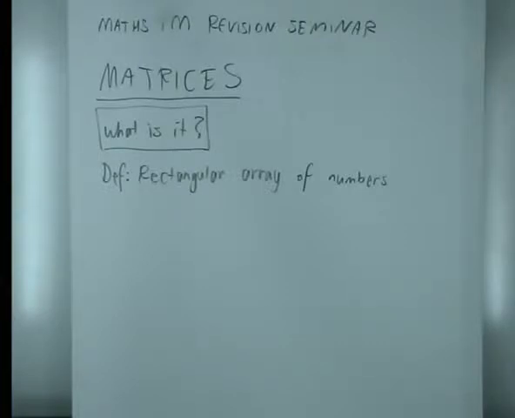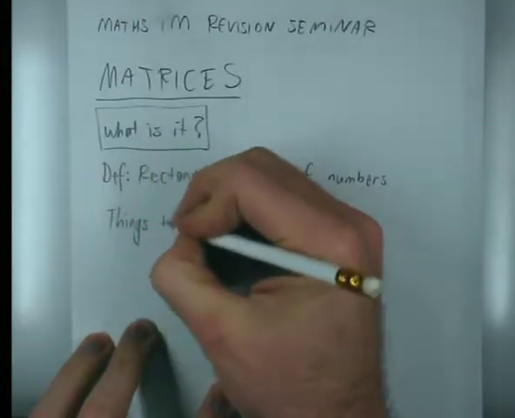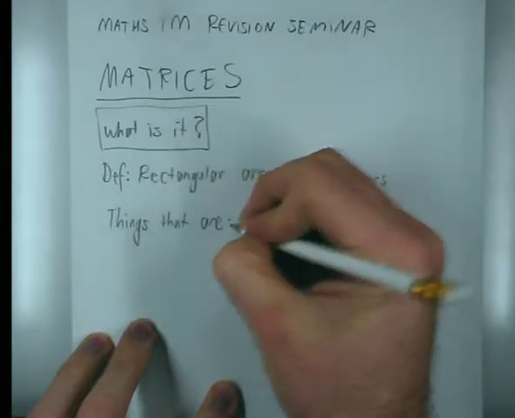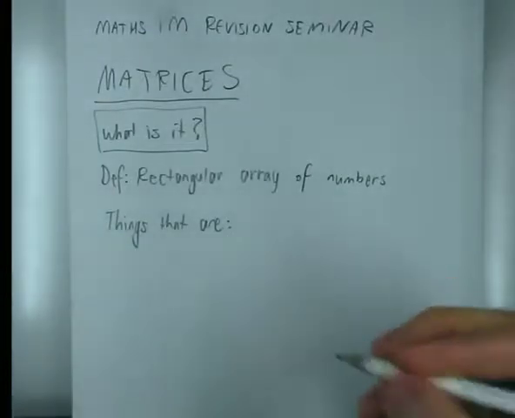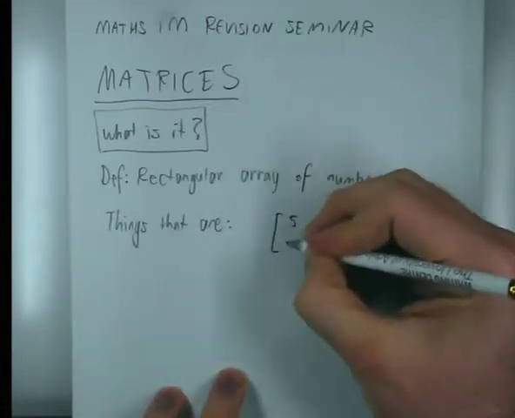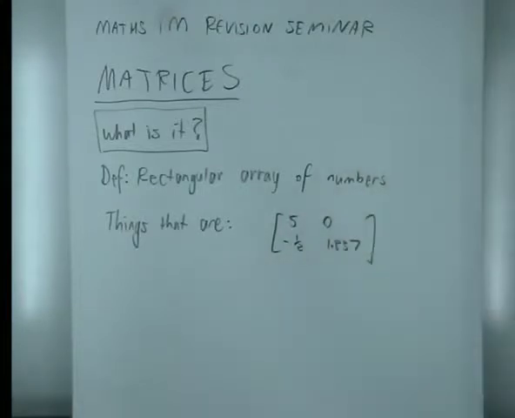But in order to understand anything, human beings are not actually all that good at definitions. They're really good at looking at things that are and things that aren't and having a feel for how things are. So we need a list of things that are and things that are not. Okay, so your list of things that are, well, there's your classic matrix. It's a perfectly good matrix.